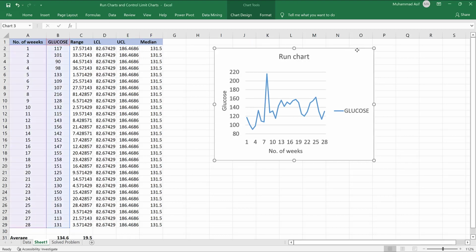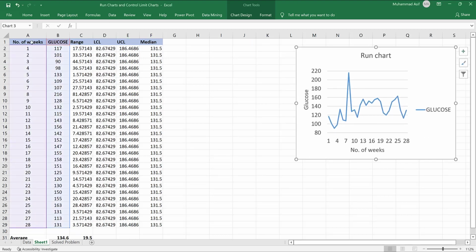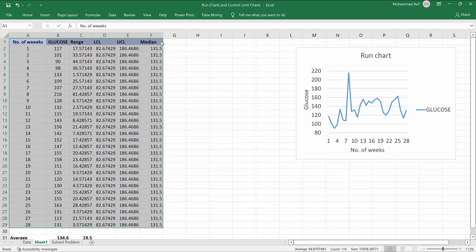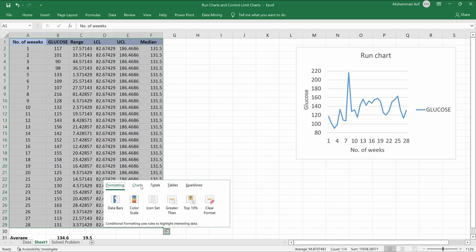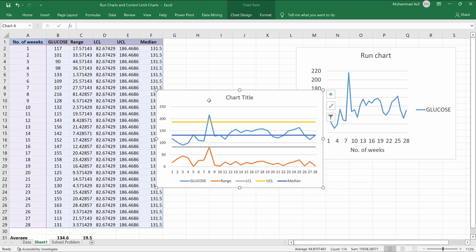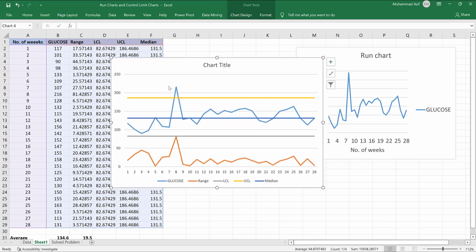and for that we select this whole data, Ctrl Q, and then go to run chart. So here's our run chart, and in this run chart there are some values that are not of our interest. So for example, this orange one, the legends show that this is range. We don't need this, so I will delete this one.